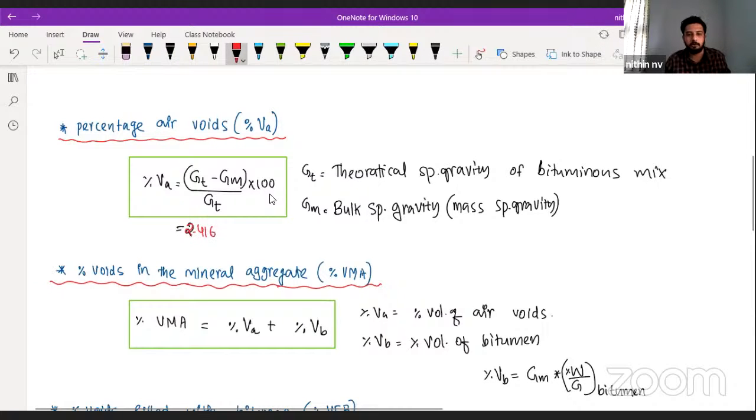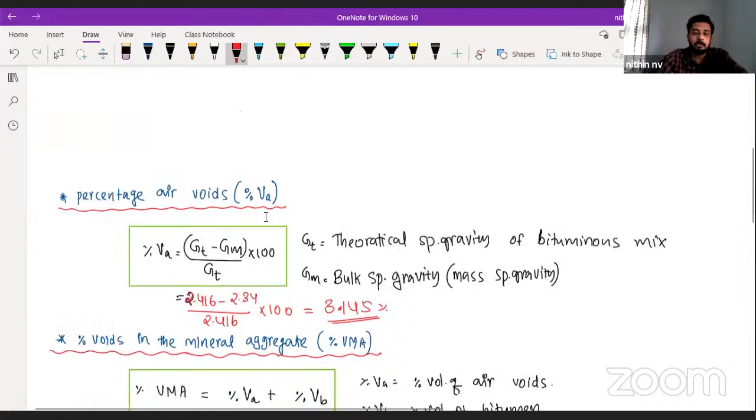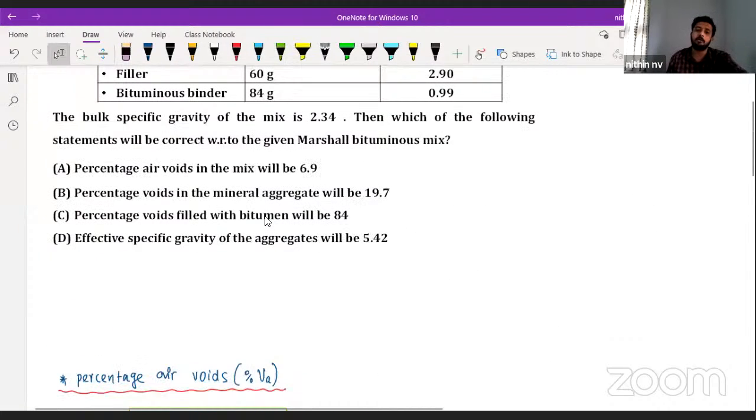We got 2.416. The value given for GM is 2.34. Then 2.416 minus 2.34 divided by 2.416, multiplied by 100, gives approximately 3.14. Are you getting the same? Yes, very good. All are commenting the same answer. Krishna, your answer is absolutely correct. So what is given in the question? Percentage air void is 6.9.